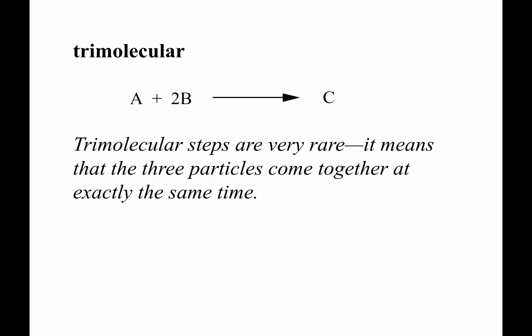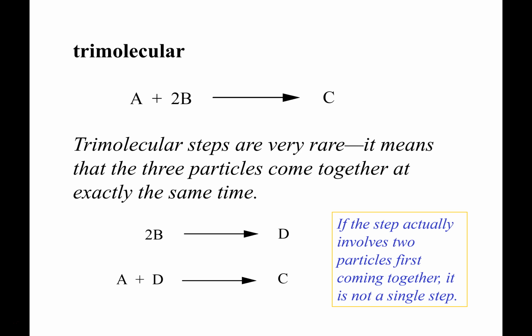Okay, and like I said, the reason is that it's kind of like trying to round up cats. You know how you're trying to get cats in the same room at the same time? Well, picture your three wildest cats and try to get them in the same room at the same time. So if we see something that's termolecular, it's probably actually, instead of one step, two steps. And I'm giving an example down here. So it looks like this.